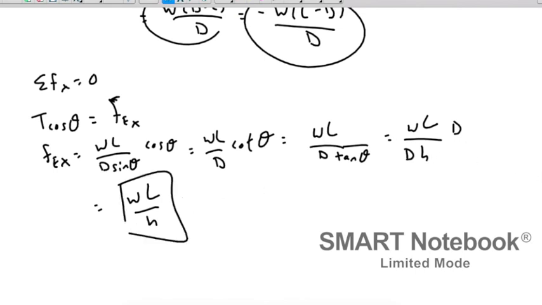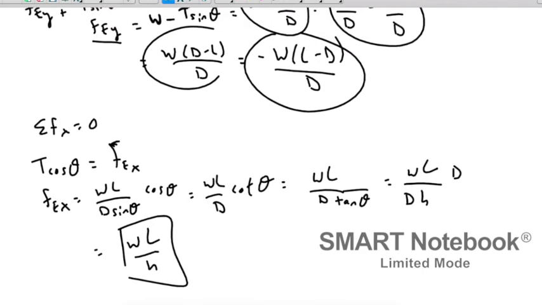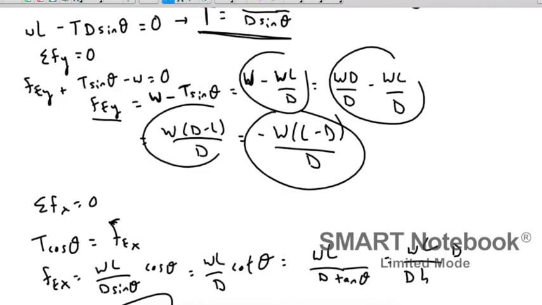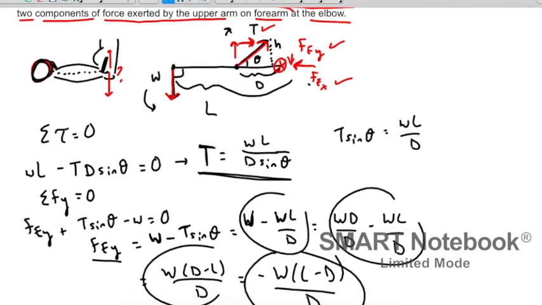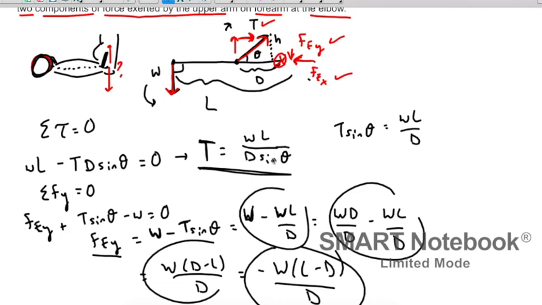That's a nice, neat expression for the force in the x direction that the arm has to put onto the elbow. And I suppose that maybe we could say that the sine of theta here is opposite over hypotenuse, which is h over t.